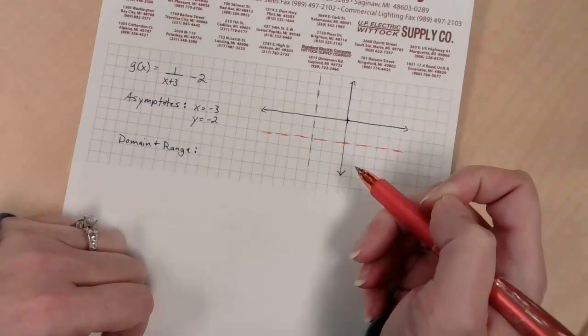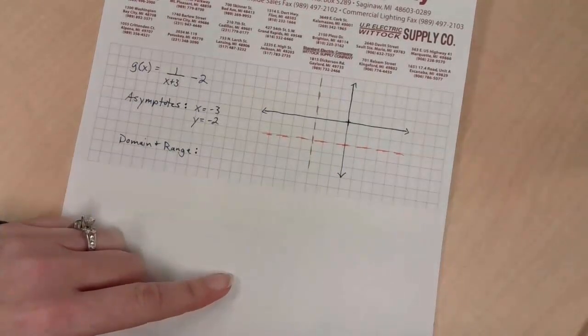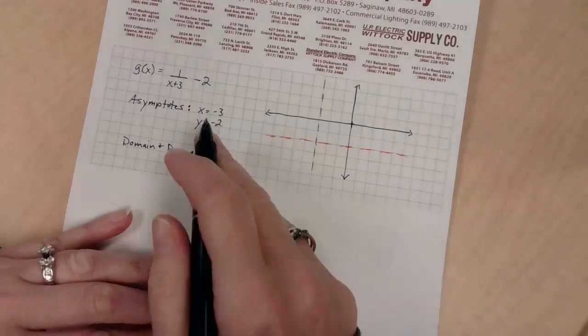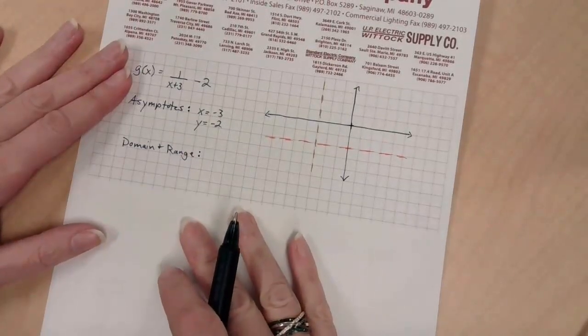All right, so I'm going to do this real quick too, and then I'm going to go to the graph and we'll take a look at it. Please understand that the reason I put domain and range next to asymptotes is because a lot of people do get this confused.